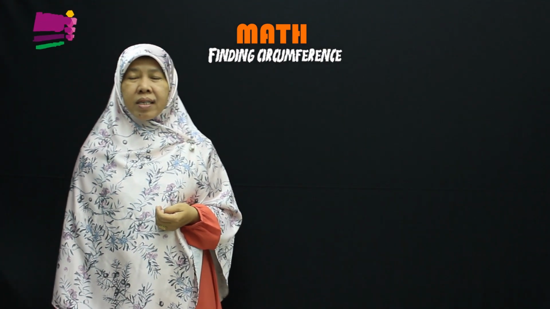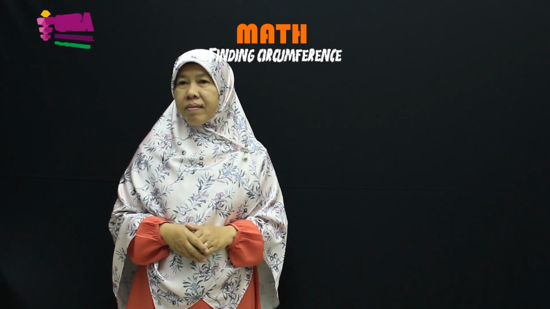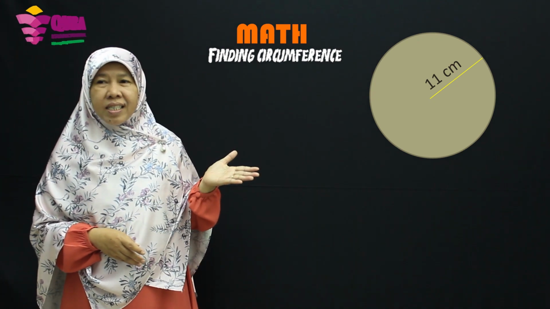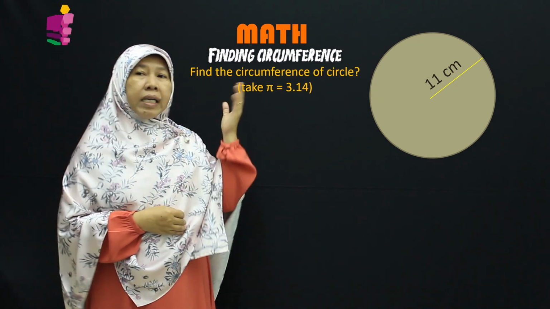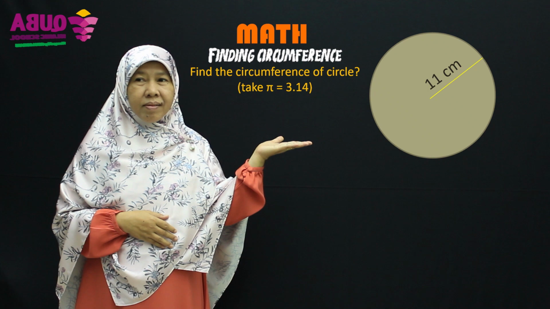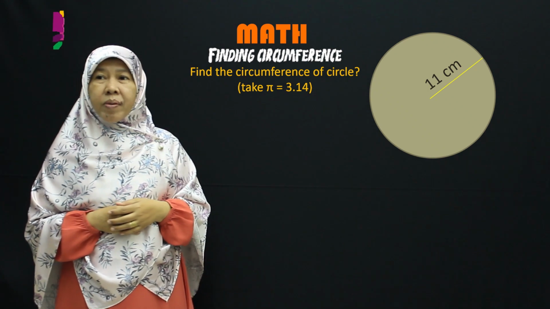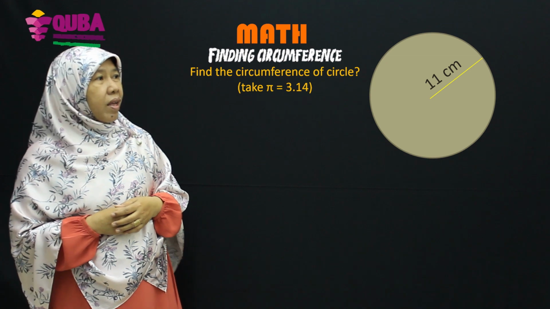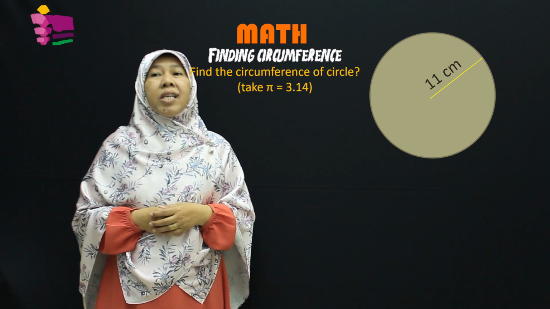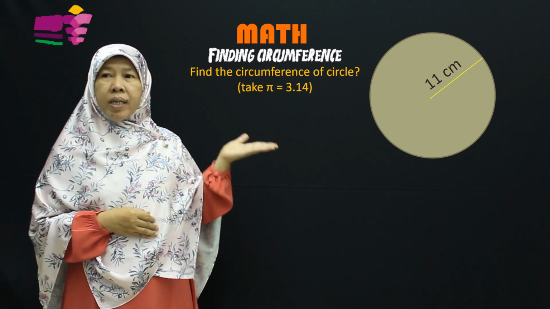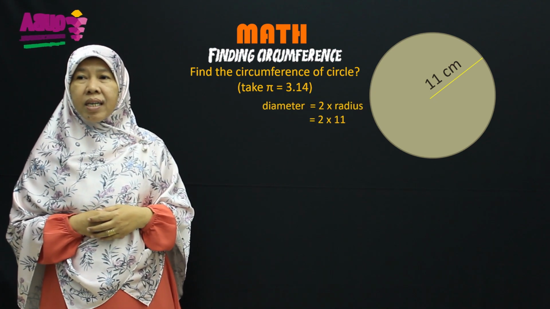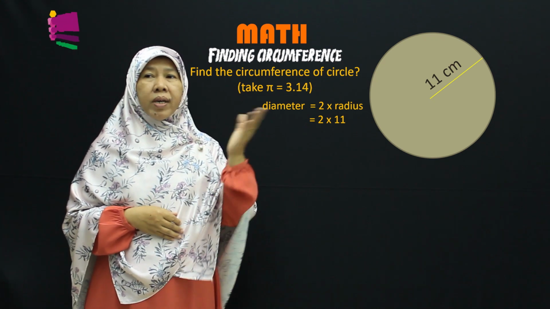Next, we will practice together. Find the circumference of the circle, taking pi equal to 3.14. Take a look at the picture. I ask you, what's the diameter of the circle? The radius of the circle is 11 centimeters. So you can say that diameter equals 2 times radius, equals 2 times 11. So the diameter of the circle equals 22 centimeters.